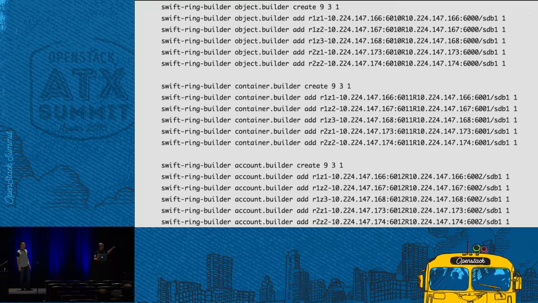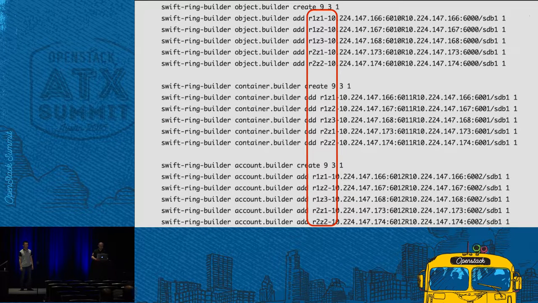So what we need to do is tell Swift that we have devices in multiple regions when we build the ring. So these are the commands we use when we build rings. We can see that some devices belong to region one, indicated by R1Z1, R1Z2, and R1Z3, and some devices belong to region two, indicated by R2Z1, R2Z2, for example.